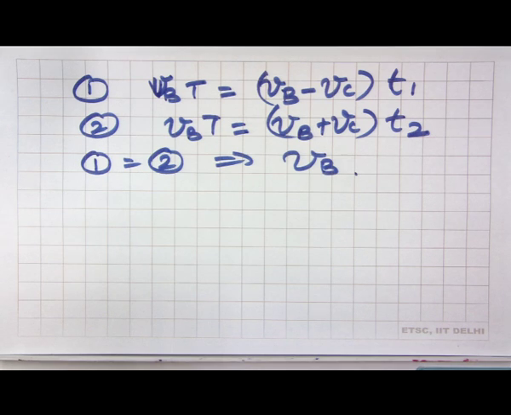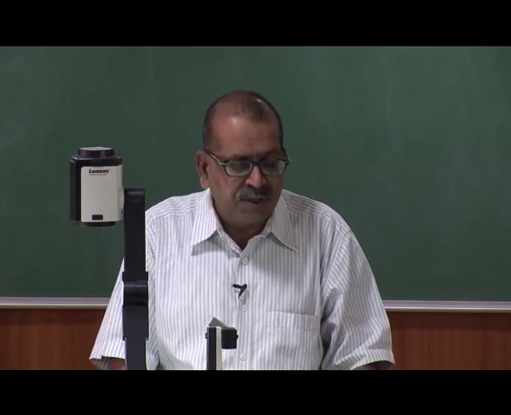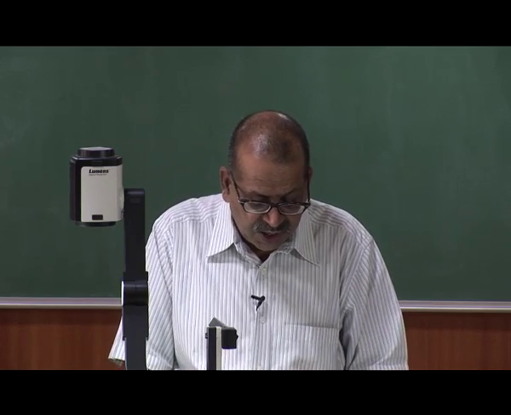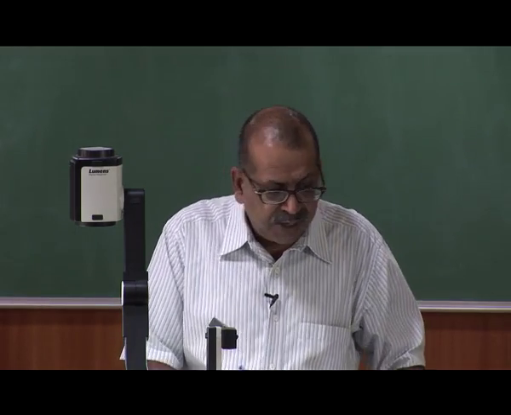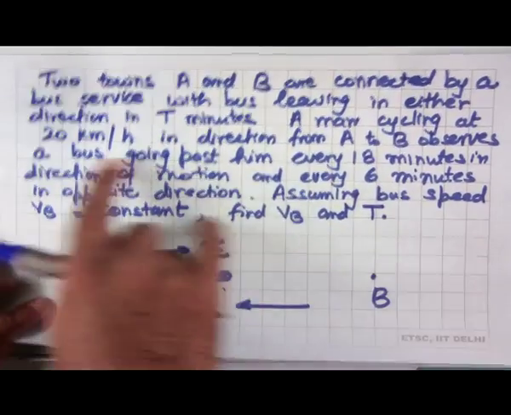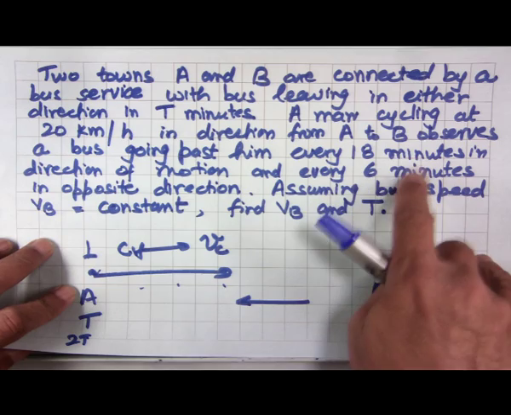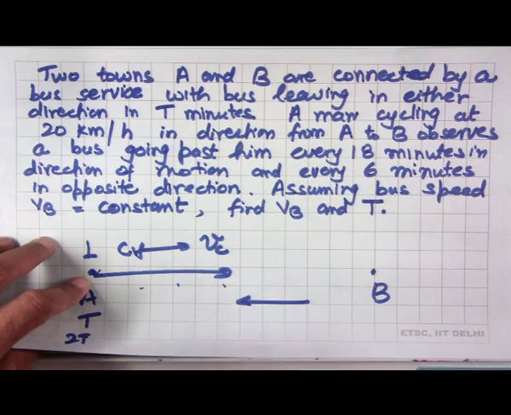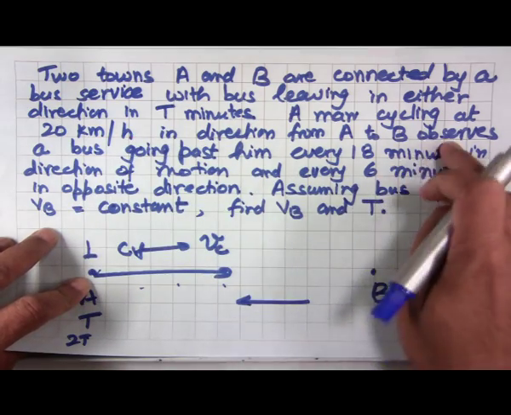Now, for the same question, we can work out the numbers. When you work out the numbers, please remember you should have consistency in units. In the data specified in this question, the velocity is given as 20 kilometers per hour, whereas the time is given in minutes. So, it is best to convert everything. If you are talking in terms of hours, we should convert the minutes to hours.